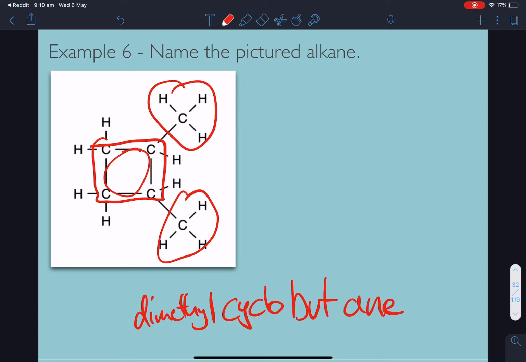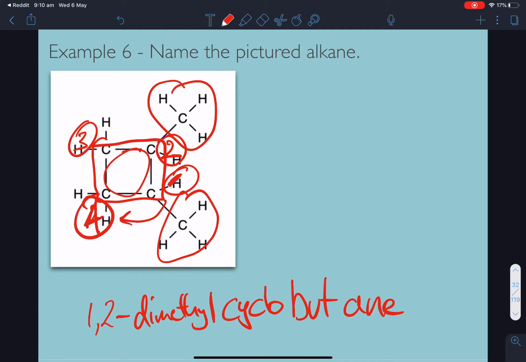Now, with cyclic, where you put the number, there's no kind of starting position, but you want to get the lowest number. So what we want to do is put a 1 on any of these. It's symmetrical, it doesn't matter. And because we want the lowest numbers, I'm not going to go this way and then this 2. No, that's not going to give me the lowest number, because then I'm going to get 1, 4. I want to make this one the 2, and this one the 3, and this one the 4. So I've got 1,2 dimethyl cyclobutane.